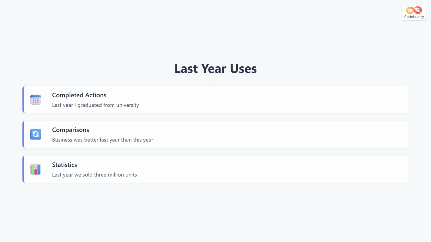There are three main ways to use last year. First, we use it to describe completed actions or events that happened in the past year. For example, last year I graduated from university. Second, we use last year when making comparisons between the past and present. For instance, business was better last year than this year. Third, we use it when talking about statistics or specific data from the previous year. For example, last year we sold 3 million units. These uses help us reference specific past events and achievements.